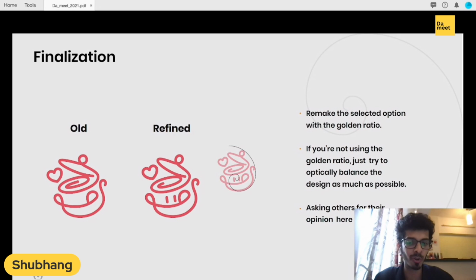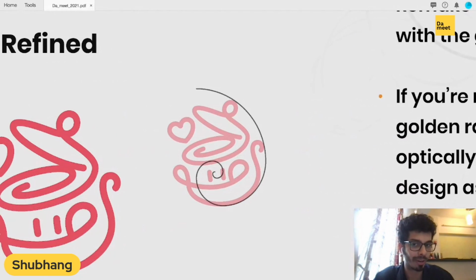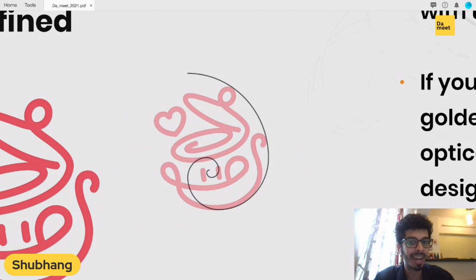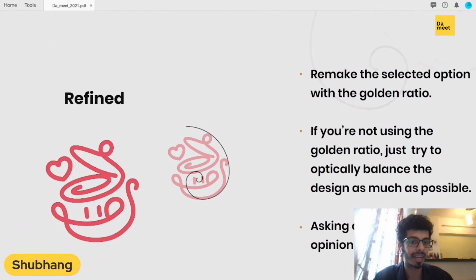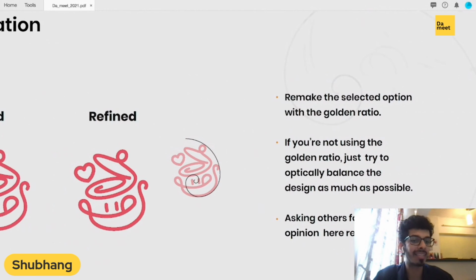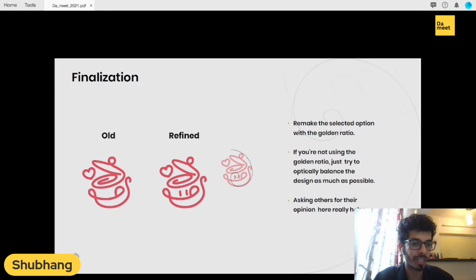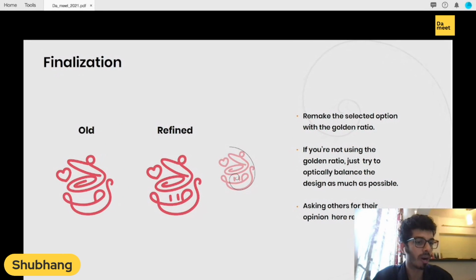For example, this logo, I actually did not use any grid at all. I just eyeballed this entire logo. And in the end, it just happened to fall under the golden ratio. When I was trying to overlay this, it happened to fall under it because I did not use the grid. I just tried to keep it as natural and as flowing as possible, and it just worked in the end.